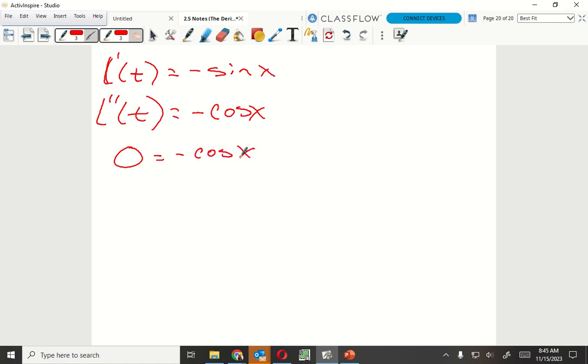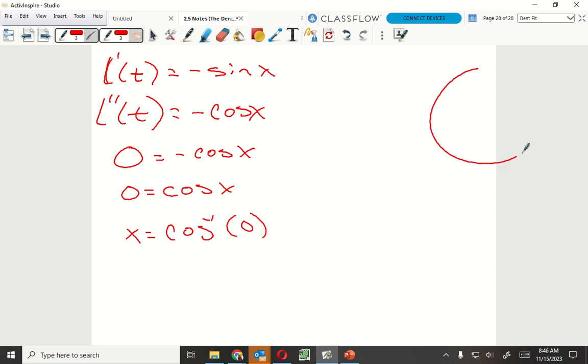Therefore, do it again. Divide by -1. 0 is cosine x. And if I'm looking for an angle, I do the inverse. X equals inverse cosine of 0. When is cosine equal to 0? Pi over 2 is one of them. Pi over 2, there we go.